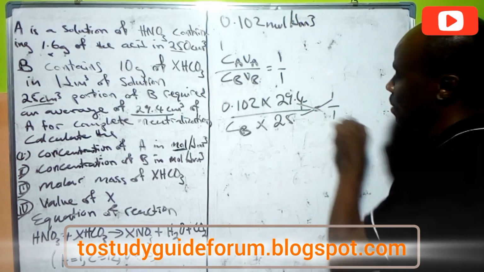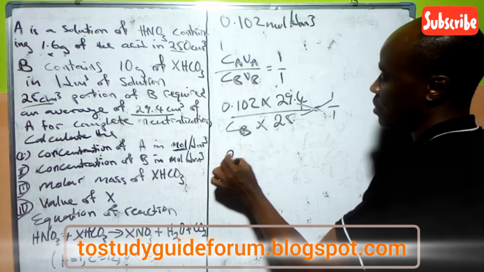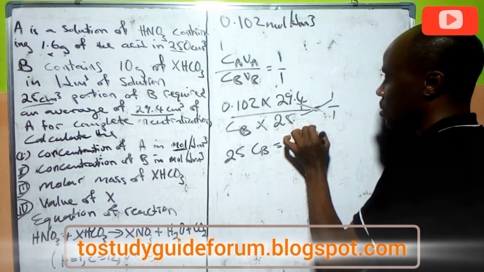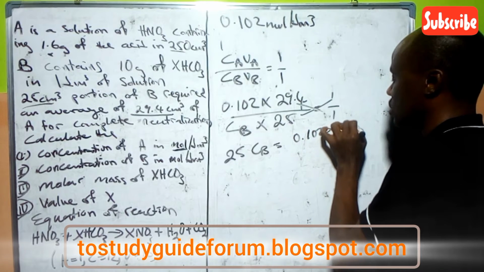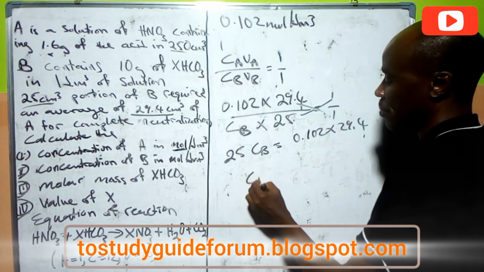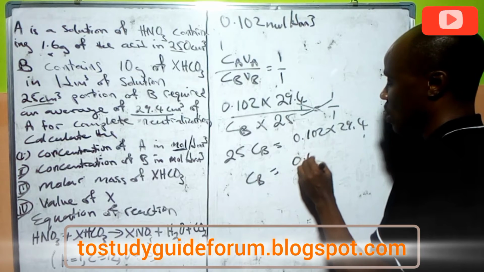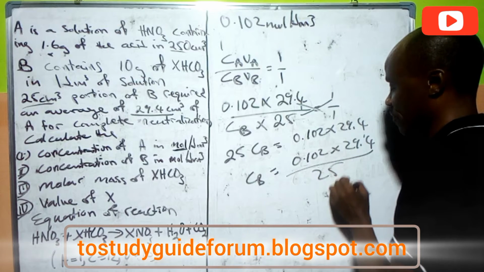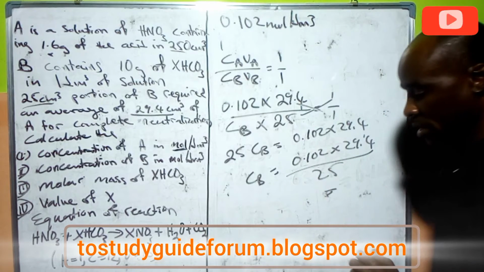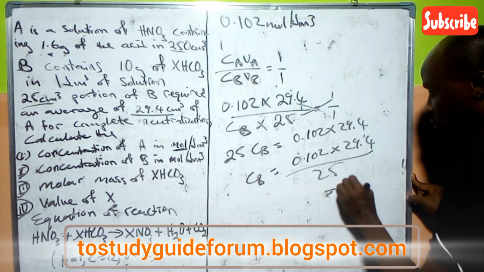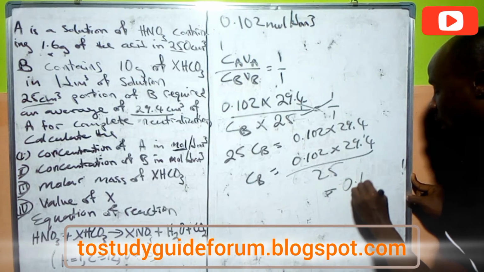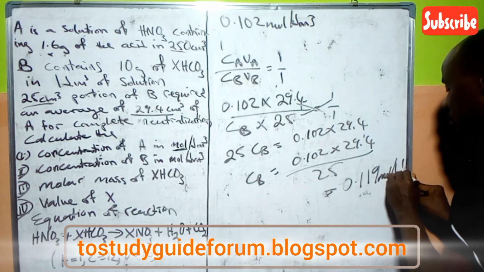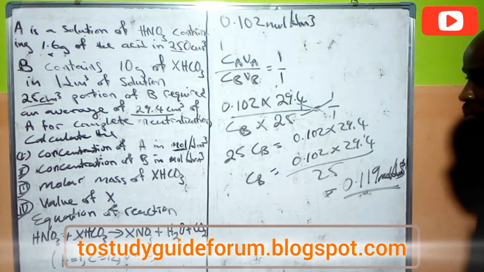So if you cross multiply this, we'll have 25 Cb equal to 0.102 times 29.4. Then Cb will then be 0.102 times 29.4 all over 25. So what are we going to get there? What we are going to get will be 0.119 mole per dm cube. That's what we have. We're able to get this.